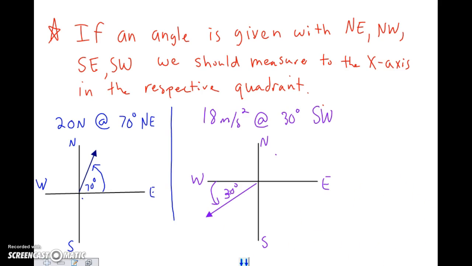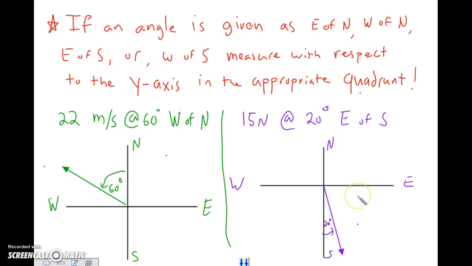And one other way we should be familiar with is if they give us a direction tacked on to the amount of degrees, as east of north, west of north, east of south, or west of south. In this case, it is very similar to the last examples, but in this wording, we measure to the y-axis in that particular quadrant.